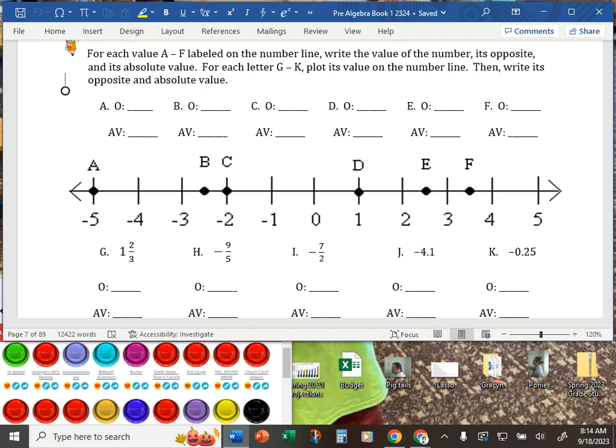It says for each value A through F labeled on the number line, write the value of the number, its opposite, and its absolute value. So, letter A, what's the value of letter A?